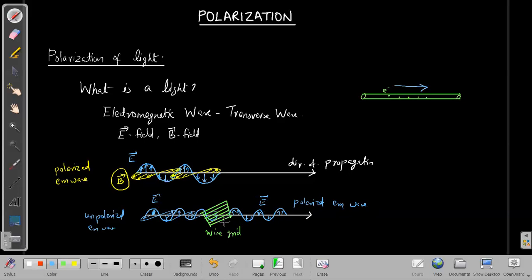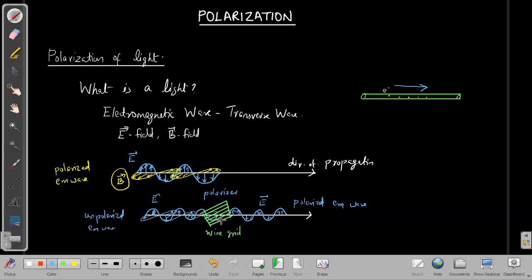Now technically, what will you call this wire grid? Technically, I will call this wire grid a polarizer, because it has converted an unpolarized electromagnetic wave into a polarized electromagnetic wave.